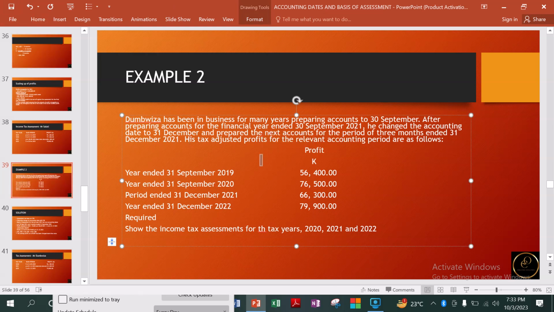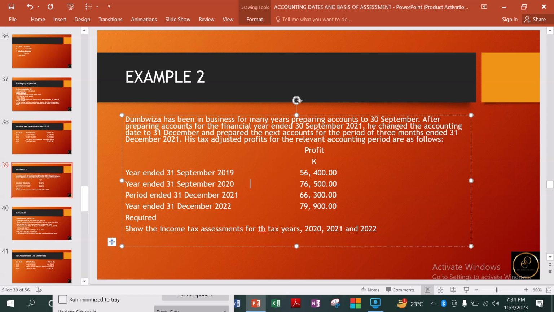So we have these accounting periods. We have year ended 31st December 2019. Immediately we look at that, the accounting date is falling between 1st April to 31st December, which means that we use current year basis. Then you have year ended 30th September 2020, again current year basis. Period ended 31st December 2021, current year basis. Now there's a change of accounting date here, which continues to 31st December 2022. So we have a change of accounting date here.